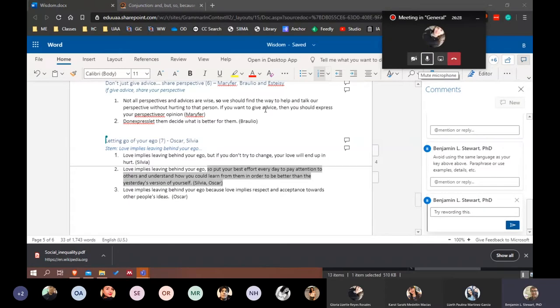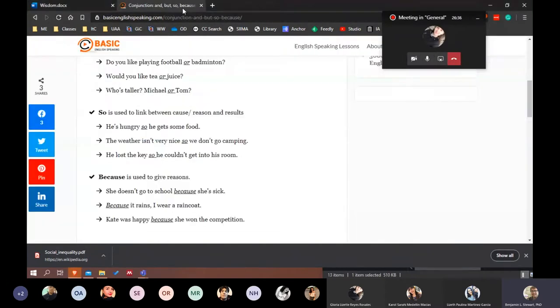Okay, guys, take a look at your sentences with so, and I'm specifically looking at Oscar and Sylvia as your example there. I want everyone to take another look at the connector so, and really look at so as being a connector that connects the cause to the reason or the results. So here are a few simple examples, but make sure there's a clear relationship between both parts of the sentence on either side of the connector so.